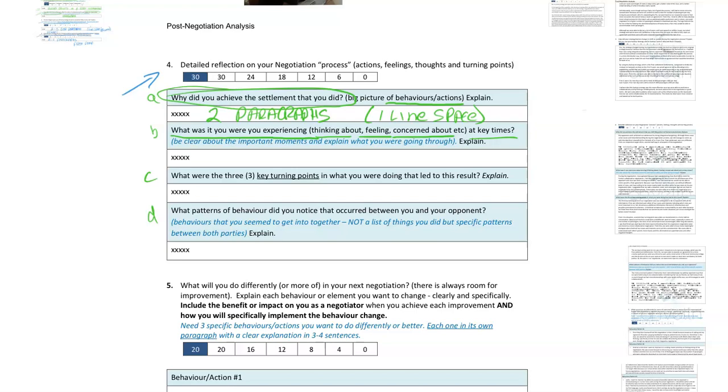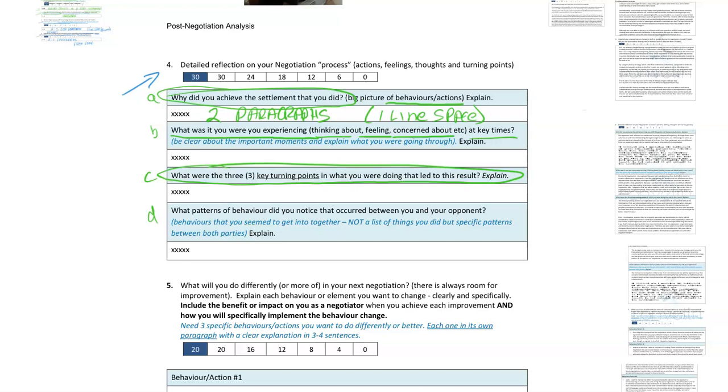The next question is, what were the 3 key turning points in what you were doing that led to this result? Every negotiation has a turning point, and it may be more obvious at times than others. But here we really want to be looking for those 3 moments when things shifted in the negotiation.